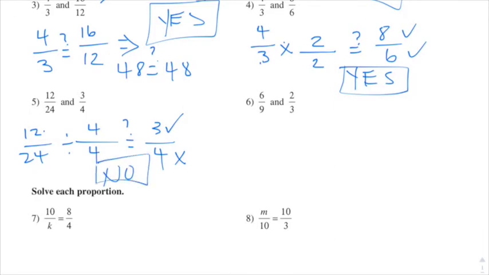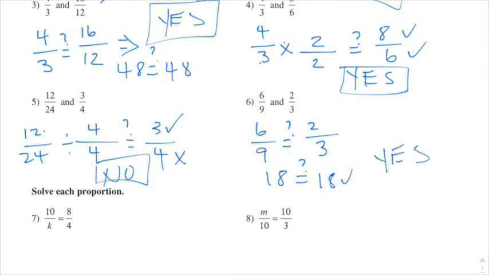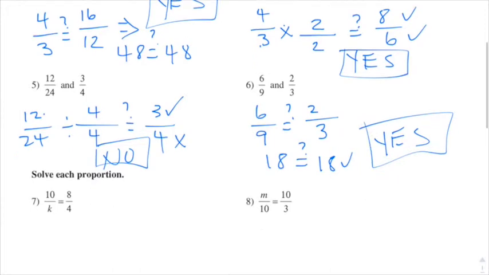Number 6. 6/9 equals question mark 2 over 3. We'll do cross multiplication on this. 6 times 3 gives us 18 equals question mark 9 times 2, which is 18, and yes, that ends up working out. So those fractions are proportional.